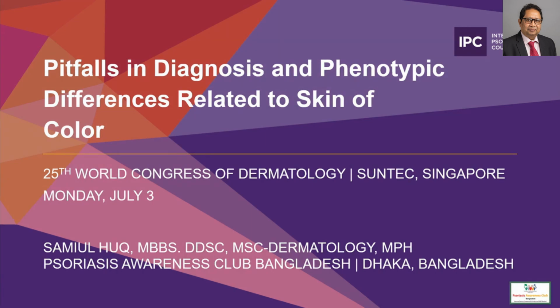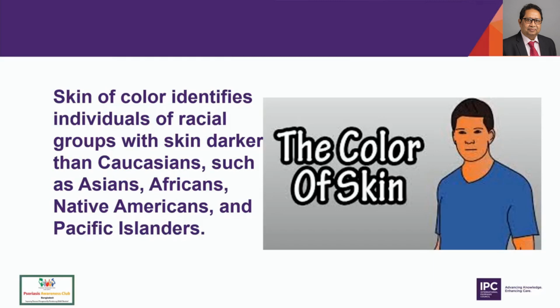Today my topic is a very relevant topic, that is the pitfalls in diagnosis and phenotypic difference related to skin color. So what is skin of color? Who are the people of skin of color? In a word, I can say the person other than Caucasian, all belong to this group. So there is a huge number of people in this group.